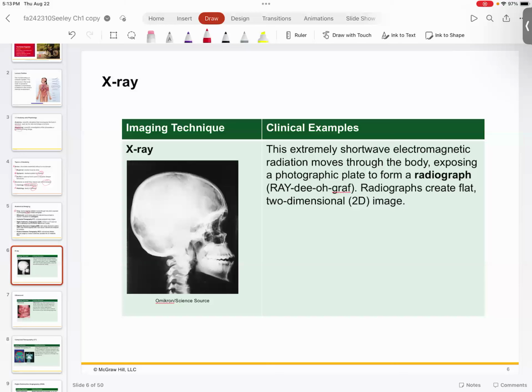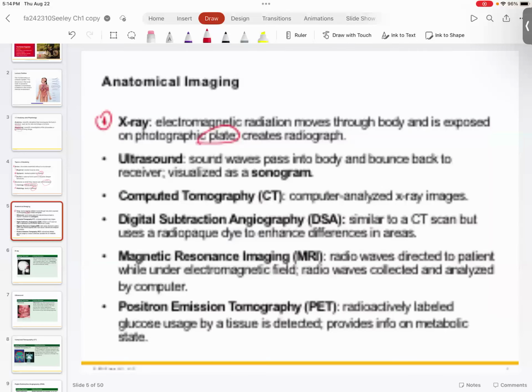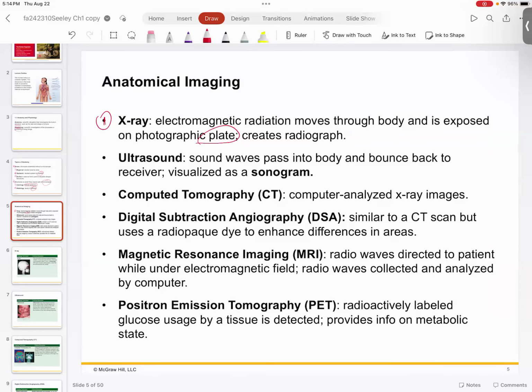So this is what your X-ray looks like. You can see how the radiation is interacting with the bone, so you can see the bone very well. Not so much the soft tissues. Right around here in the nasal area, you can't see much because the nasal area is cartilage, which is softer than bone. So it interacts with the radiation a little differently and does not create as much contrast in the image on the photographic plate.